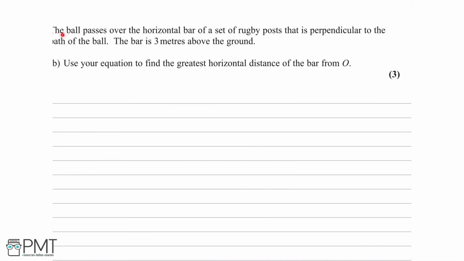So in part B, it tells us the ball passes over a horizontal bar of a set of rugby posts that's perpendicular to the path of the ball. And the bar is 3 meters above the ground. Use your equation to find out the greatest horizontal distance of the bar from O.